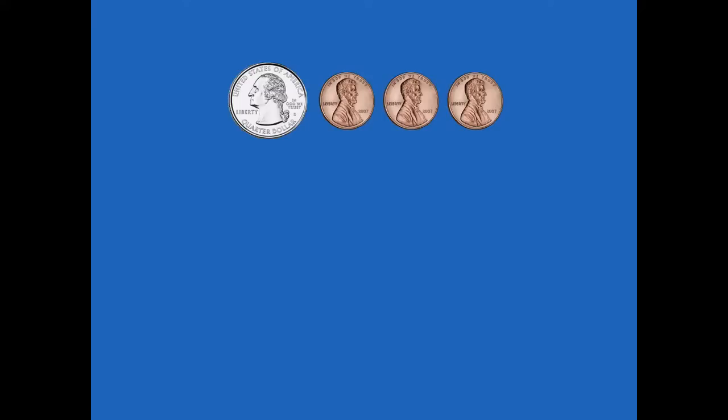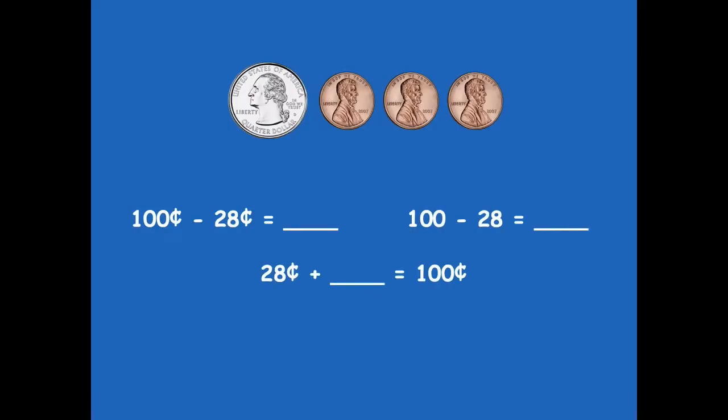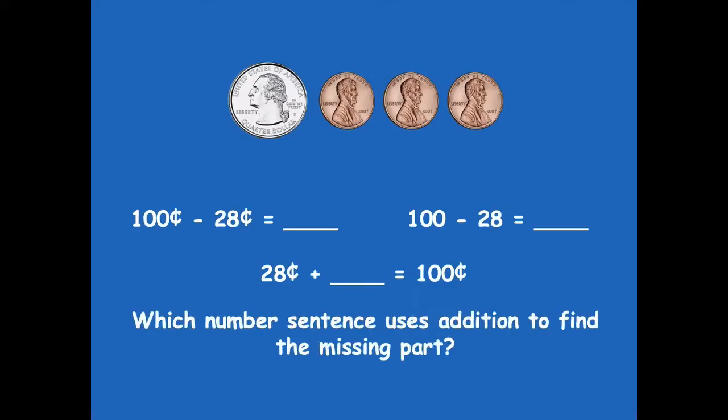All right, friends. So here I chose to write the number sentence in a couple different ways. So 100 cents minus 28 cents equals my unknown. 100 minus 28 equals my unknown. And 28 cents plus my unknown equals 100 cents. So which number sentence uses addition to find the missing part? So I have my 3 number sentences there. Which one uses addition to find the missing part? Yeah, right, this one. We have 28 cents plus my unknown equals 100 cents.